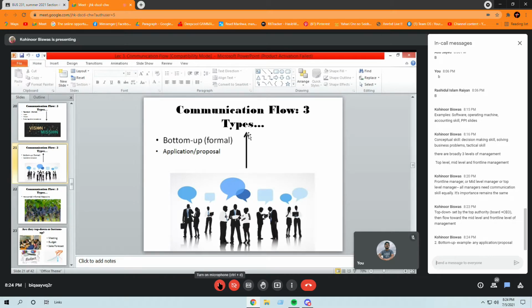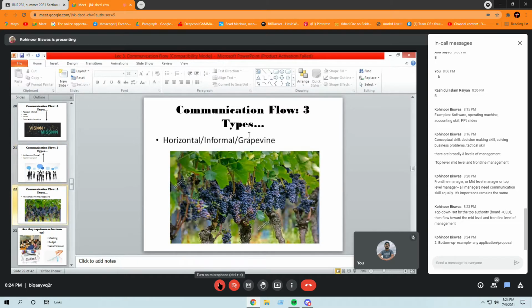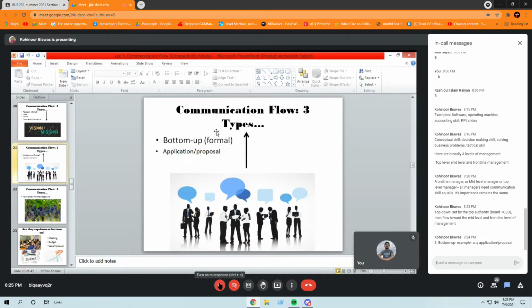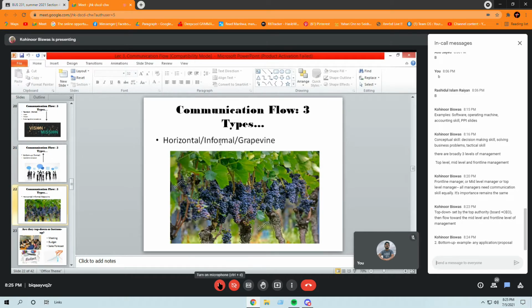You can understand. Easy. Now, the third type is grapevine. It's a new word, and it is one word, not two. Grapevine means a vineyard, and this is informal communication, and also horizontal communication. The earlier ones, top down and bottom up, are formal communication. Now it is different. It is informal, and it has a beautiful name: grapevine. Why it is called so, I will explain.